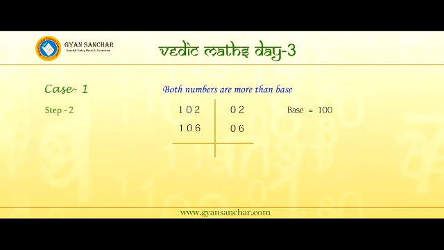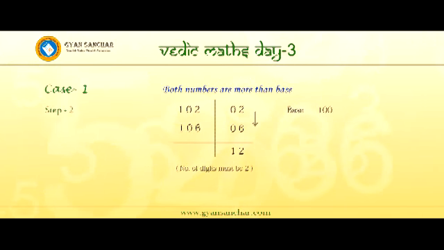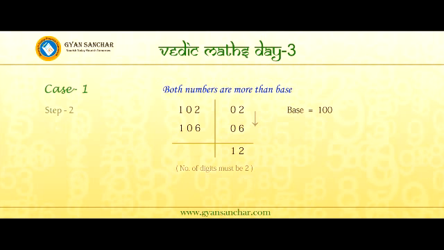Step 2. For RHS, we find the product of the numbers on the right side of the partition. We need to ensure the number of digits in the product is one less than that of the base. If it is less than that, we have to add an additional 0 to the left of it, and if more, we need to carry forward the extra digit to LHS. In the given case, we find RHS as 12.